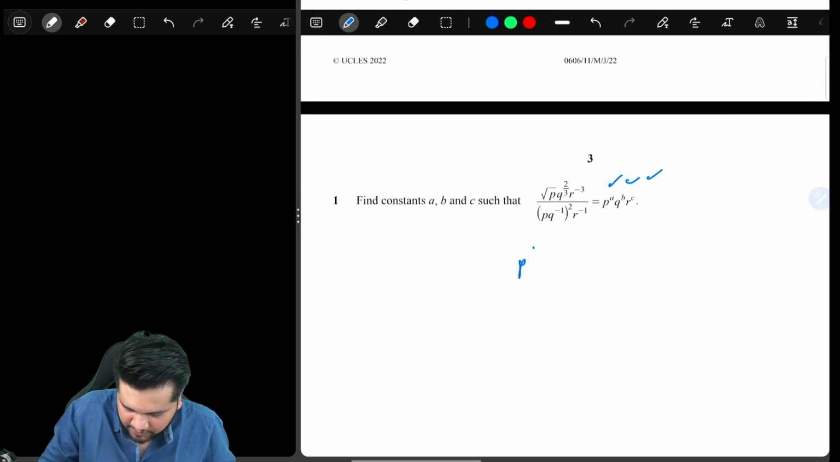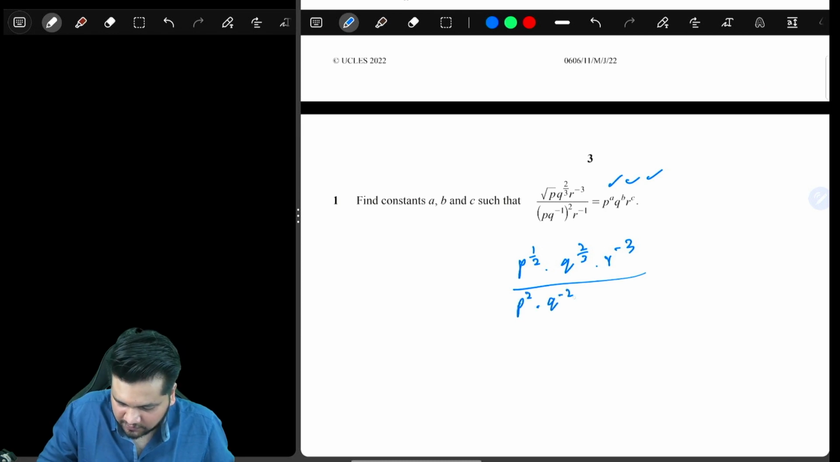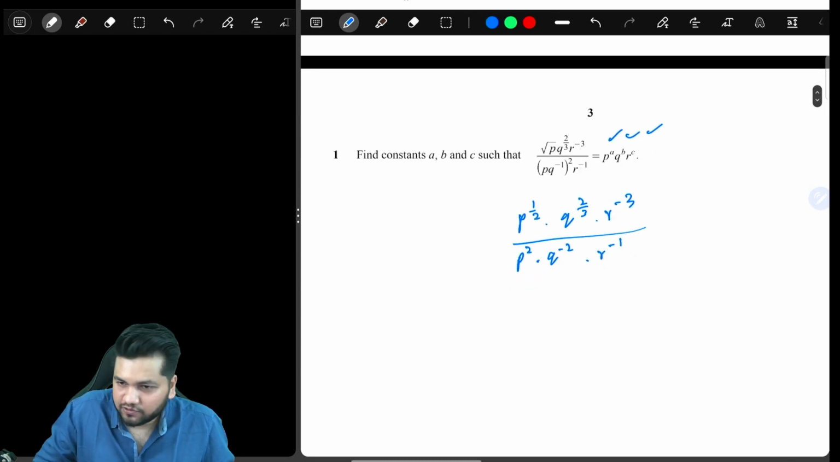So what we'll do, we'll just write P to the power of 1 by 2 into Q to the power of 2 by 3 into R to the power of minus 3 upon, now this 2 will get distributed over P and Q. So it's going to be P to the power of 2 into Q to the power of minus 2 into R to the power of minus 1. Now you just have to combine all P, Q and R together.